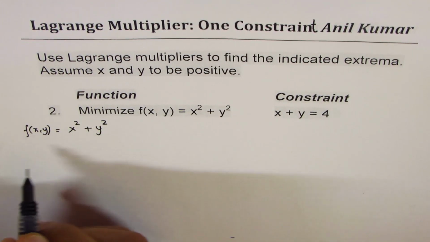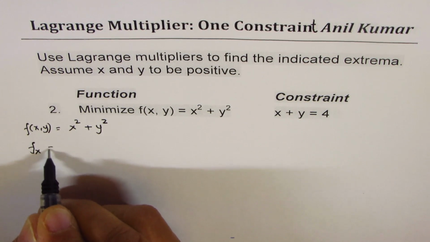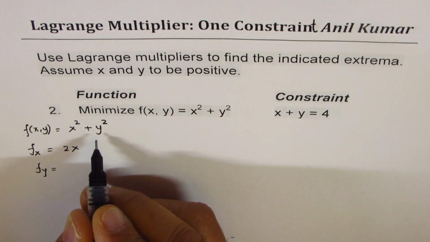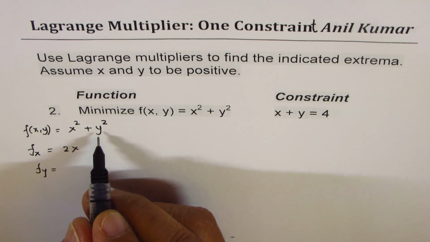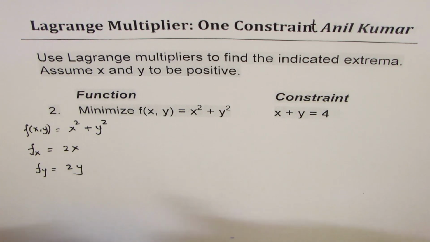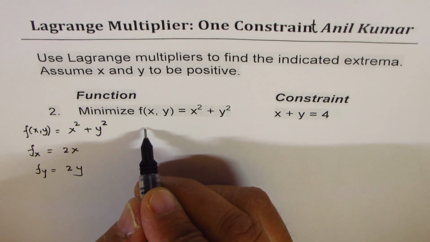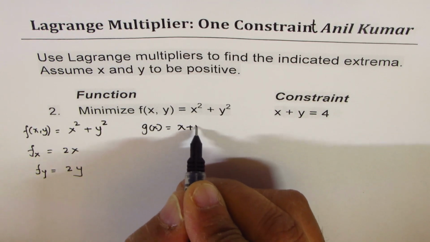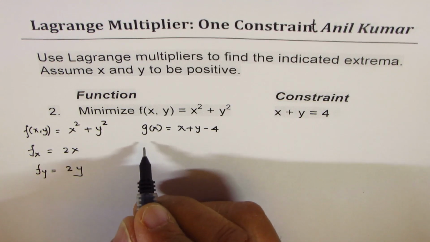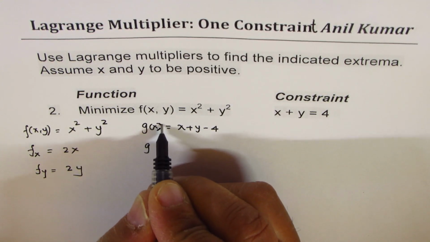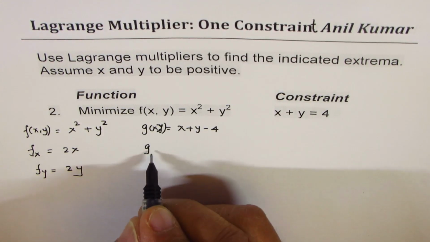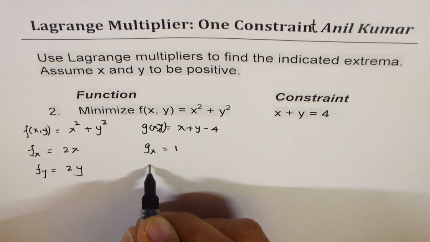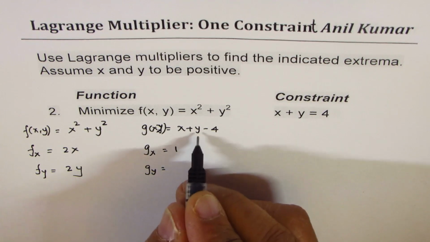We can take partial derivatives here. So f of x is equal to 2x, and f of y, the partial derivative with reference to y, is 2y. Correct? As far as the constraint is concerned, we can write g of xy equals x plus y minus 4, and sorry, xy I should have written. This is in 2 variables. So g of x is 1 here, right? And g of y is also 1.